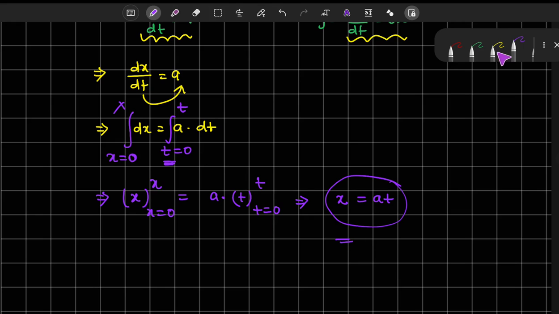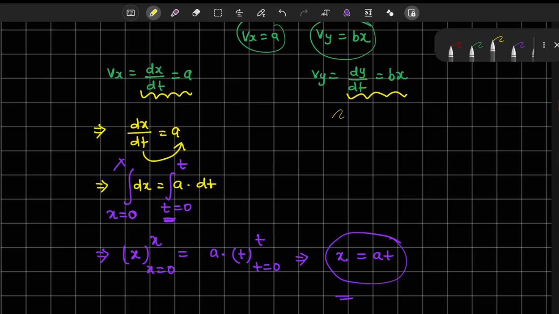Okay, now coming to the second equation. In the second equation it is given that dy by dt is equal to b into x. Now here we have the derivative of y with respect to time, but on the right hand side we have a function of x. So we cannot integrate this particular function, so for that we have to convert from x to t. So let us write b times x is equal to b times at, that we have found out here.